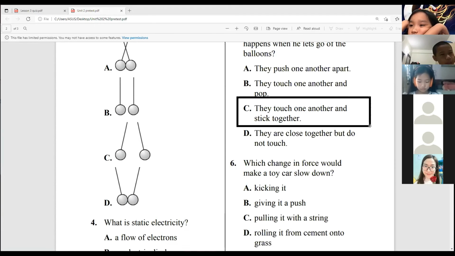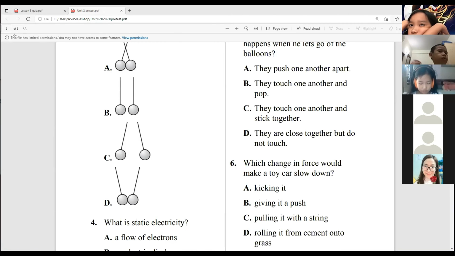Yeah, because you've done what? One of them is charged, right? One of them is charged, and they're going to attract. Exactly, Alex. And Alex, could you actually read number 6? Could you read number 6 for everyone?